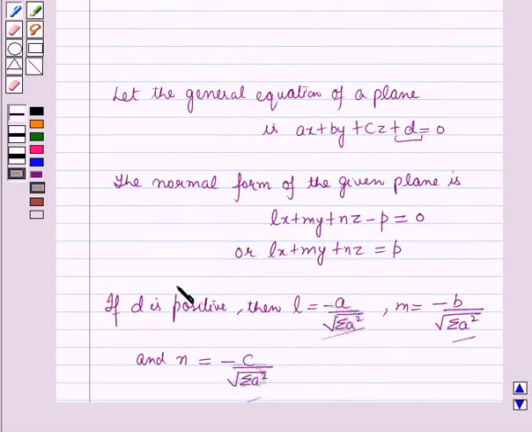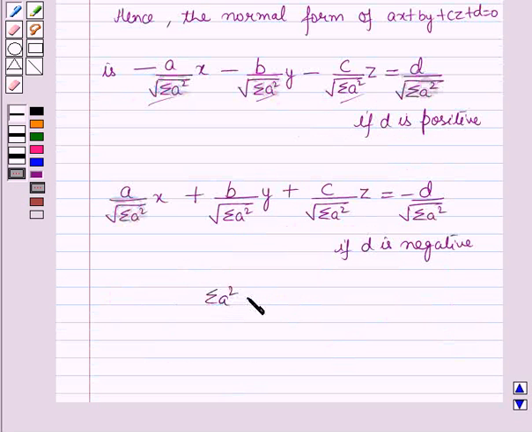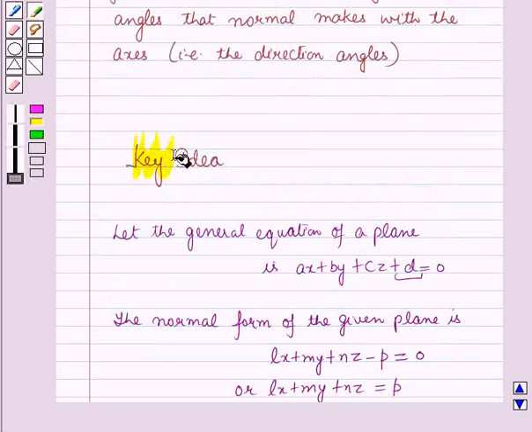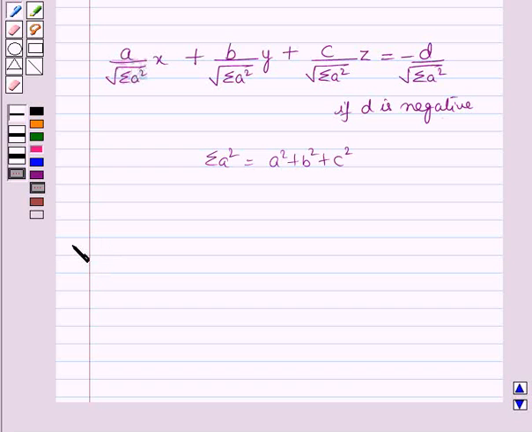Also here L = cos alpha, M = cos beta and N = cos gamma, where alpha, beta and gamma are called the direction angles, that is, the angles which the normal makes with the axis. And here summation a squared is equal to a squared plus b squared plus c squared. So this result will work as a key idea for solving this question. And now we will start with the solution.